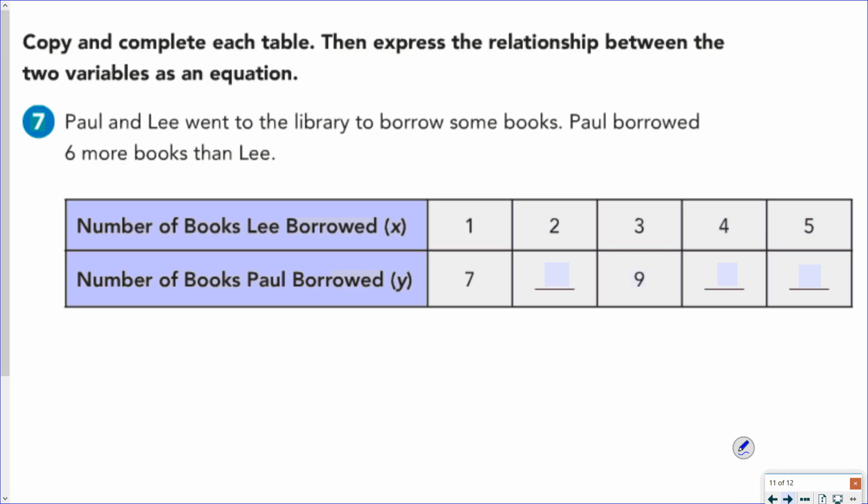Paul and Lee went to the library to borrow some books. Paul borrowed 6 more books than Lee. So for our equation, Y would equal the number of books Lee borrowed, X plus 6, because he borrowed 6 more books than Lee. So 1 is done for us. If X is 2, Y is 8. 3 is done for us. If X is 4, Y is 10. And if X is 5, Y is 11.